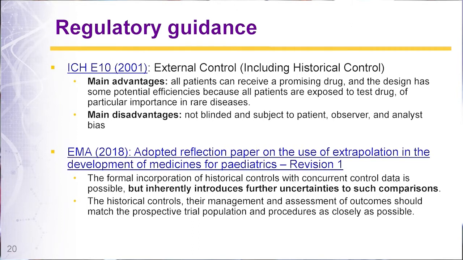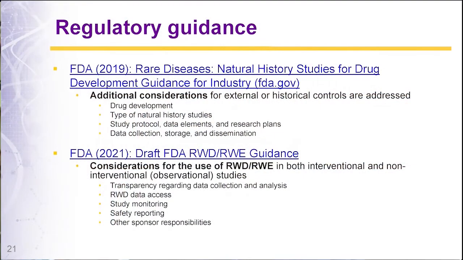And recently the EMA adopted reflection paper also mentioned that the formal incorporation of historical controls with concurrent control data is possible, but inherently introduces further uncertainties to such comparison. Recently, FDA also issued some guidances. So in 2019, the FDA guidance for rare disease using natural history studies in rare disease also added additional considerations for using external controls.